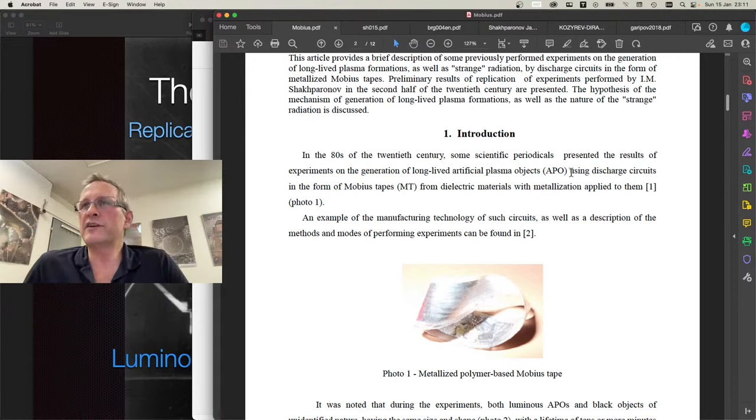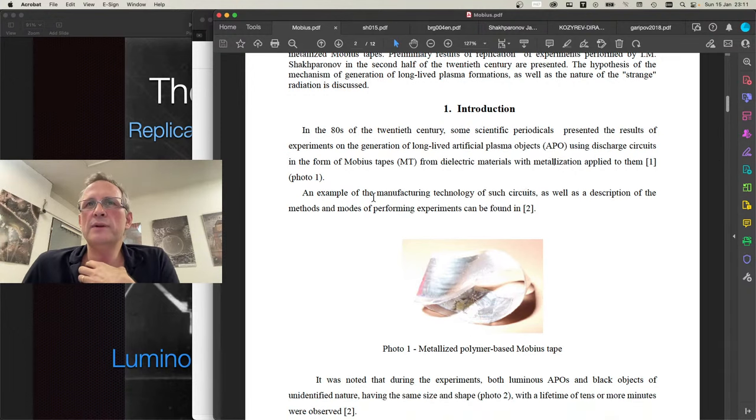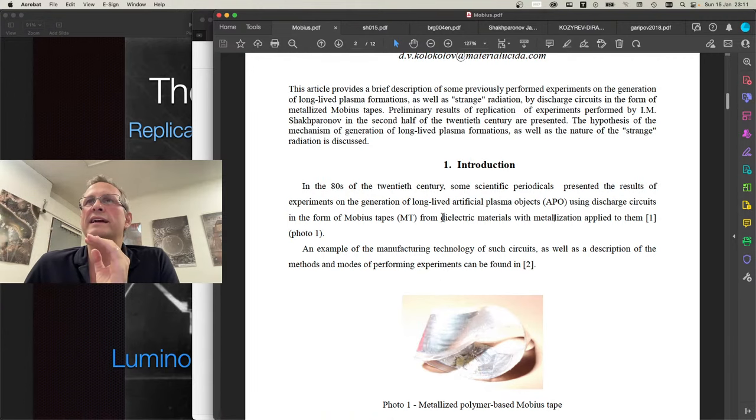Anyway, these were created using discharge circuits in the form of Möbius tapes from dielectric materials with metallization applied to them. An example of the manufacturing technology of such circuits, as well as the description of the methods and modes of performing experiments, can be found in the reference too. And so that is kind of what we're going to go to now. And this is a rough translation.